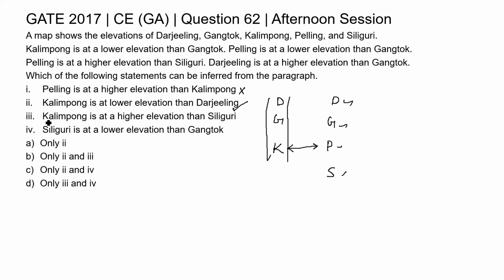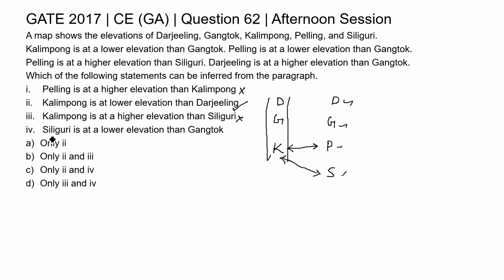Now read the third statement. Kalimpong is at a higher elevation than Siliguri. Again there is a relationship between Kalimpong and Siliguri. We do not know the direct relationship between the elevation of Kalimpong and that of Siliguri from these conditions. So we cannot be sure about this statement 3.